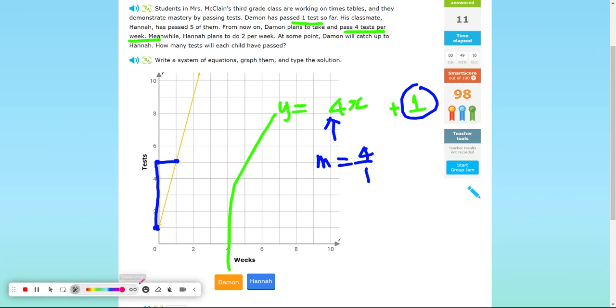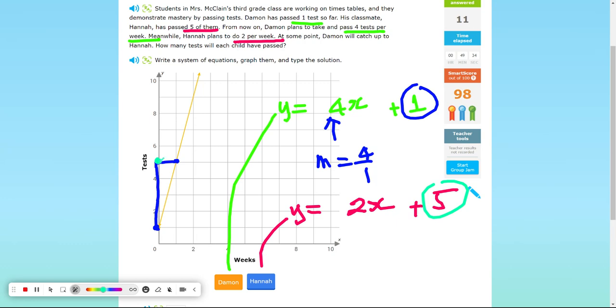The next one is we write the equation for Hannah. So y equals. Hannah passed 5 tests already, so 5 should be in the back. Hannah plans to take 2 tests per week, so 2 should be in front of x. Let's graph this. Number 5 is right there. The slope m is 2, which is 2 over 1. We can go up 2, and then right 1. Make sure you click on Hannah. Start with 5, up 2, right 1.